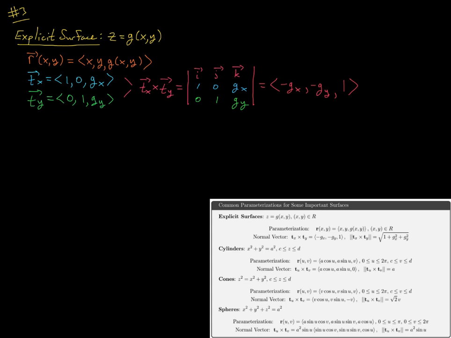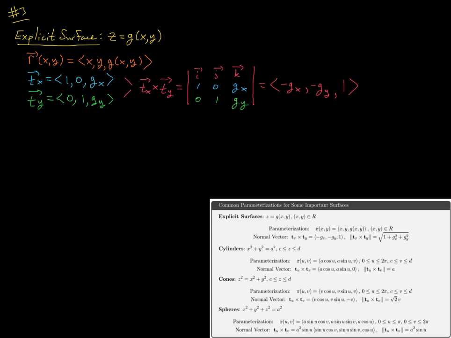So taking the x derivative of r, that's what tx is. I'm just going to get a 1 from the x derivative of x, a 0 from the x derivative of y, and then this is just the partial derivative of the function g with respect to x. This is gx. And likewise for ty, this is going to be 0, 1, gy. Now if I take the cross product of those two vectors, we get minus gx, minus gy, 1.